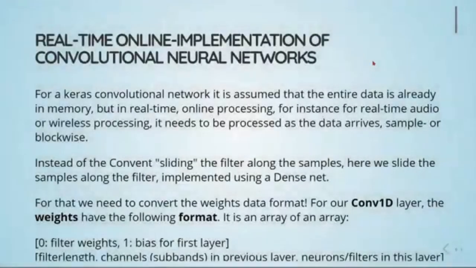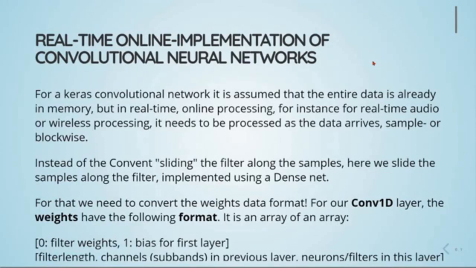This is our last example. We are going to look at real-time online implementation of convolutional neural networks. For a Keras convolutional network, it is assumed that the entire data is already in memory, but in real time, for online processing, for instance, for real-time audio or for wireless processing, it needs to be processed as the data arrives, each sample, or block-wise, when we have blocks of samples available to us.